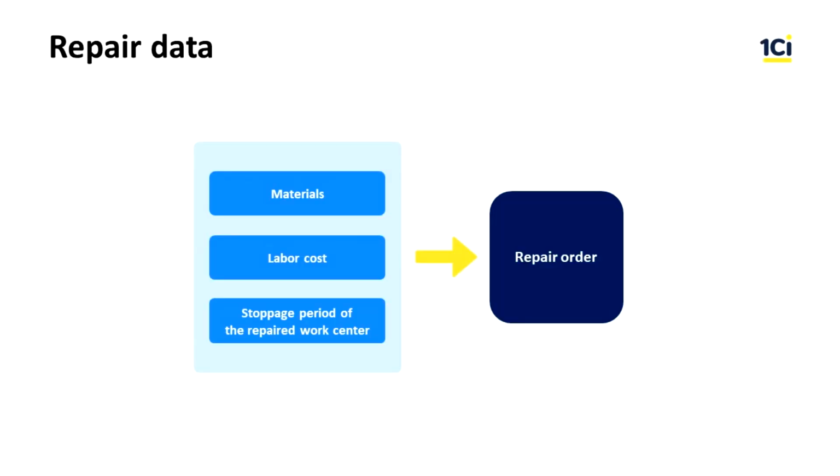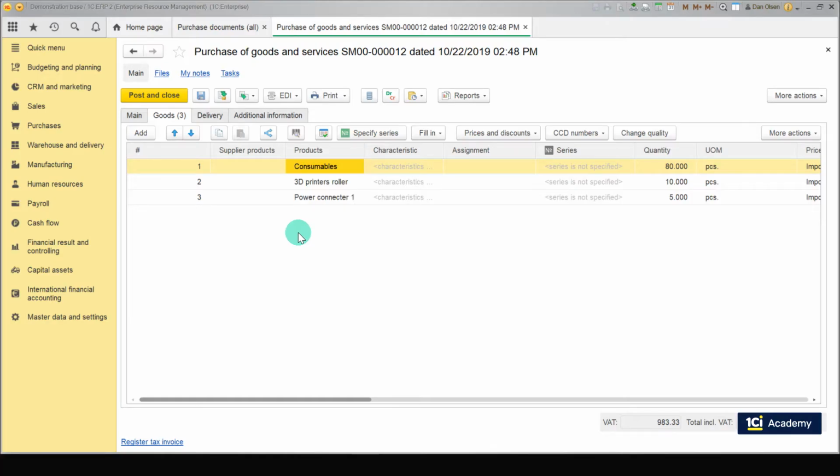Certain demand and all requirements for the repair are recorded in repair orders. A repair order includes information on the following: materials used and work done, labor costs, and stoppage period of the repaired work center. Before the repairs can start, you need to record receipt of repair materials for a 3D printer.